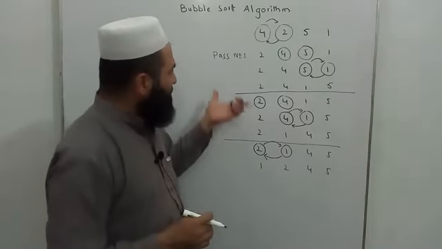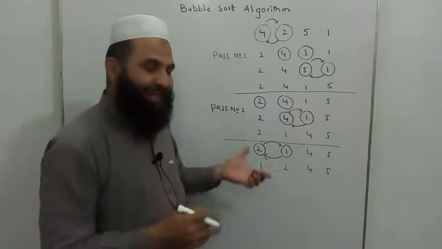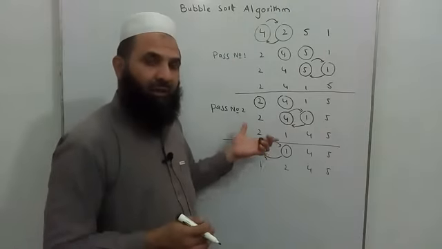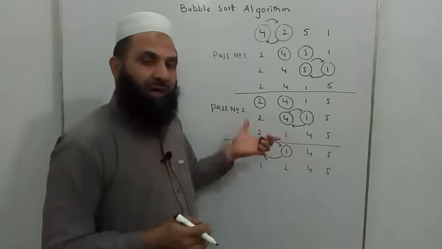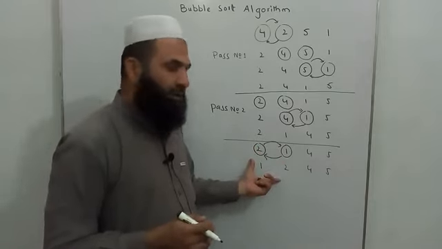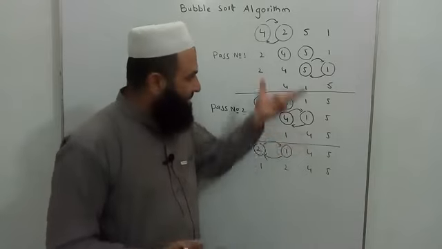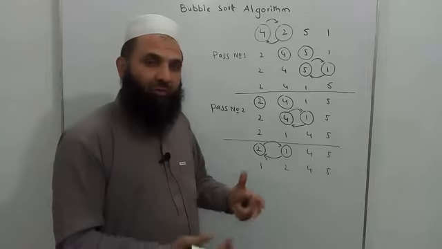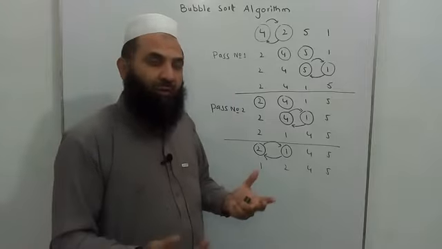Now, in order to design the algorithm for this bubble sort procedure, method or approach for sorting a sequence of numbers, we need to understand some facts in this example, some important things in order to design the algorithm.